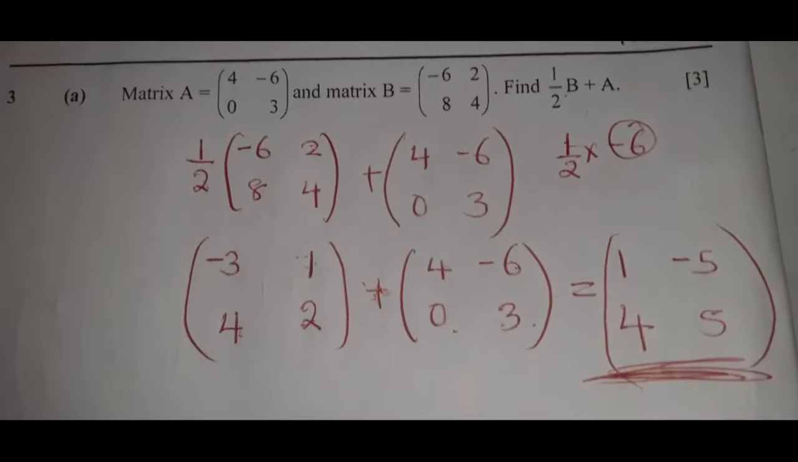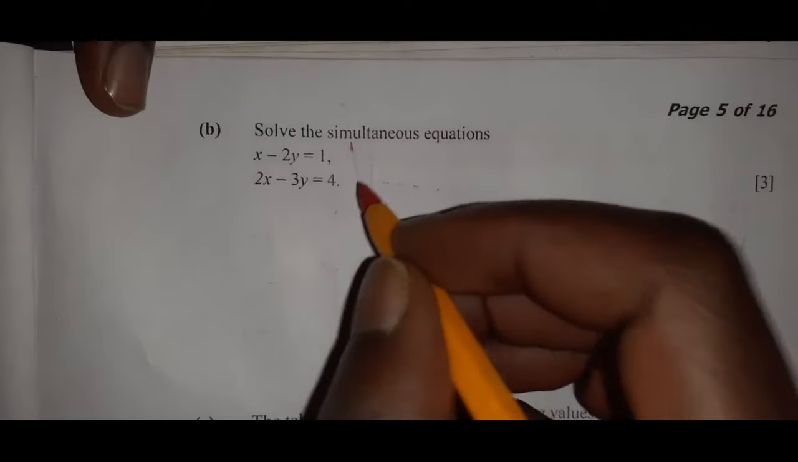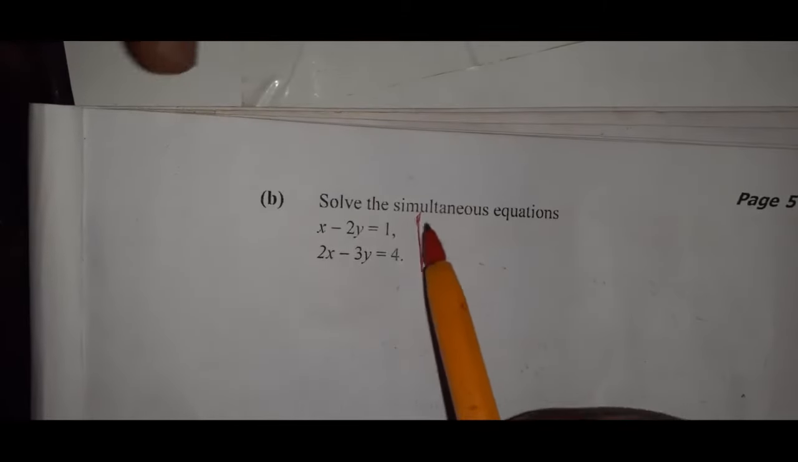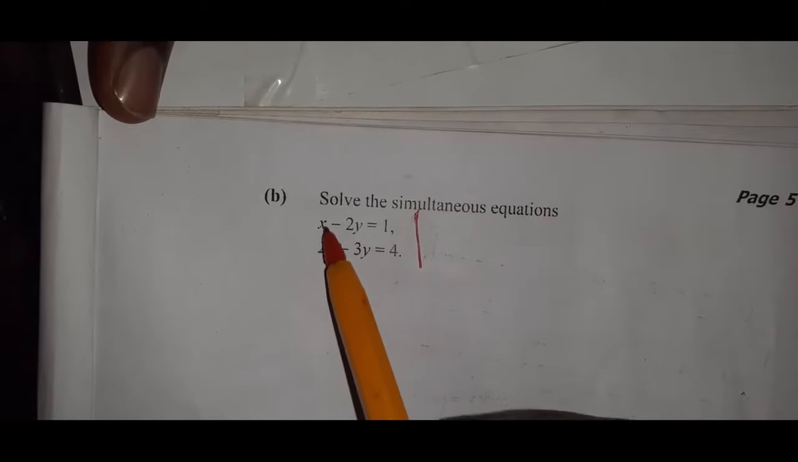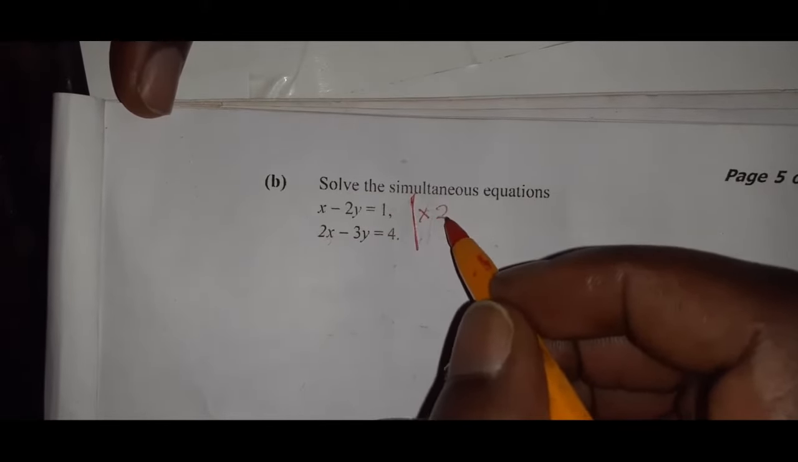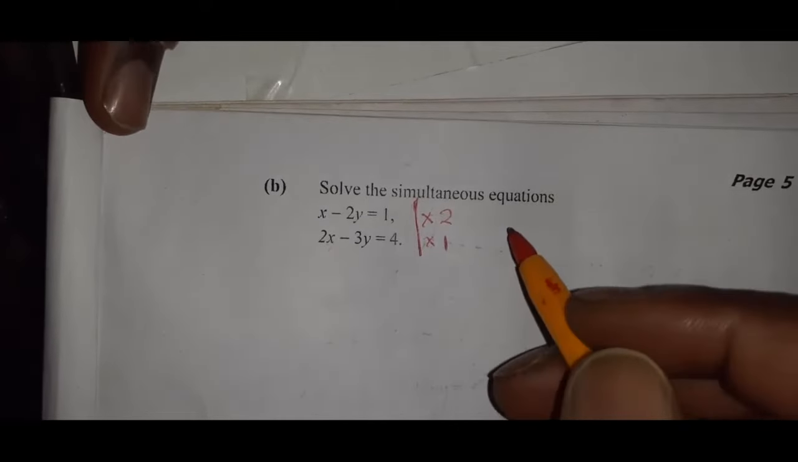Okay, so this was our answer here. Now come to this one. Solve the simultaneous equations. I'm sure you know that the rules here are that one of these variables should have the same coefficient. So if you want x to have the same coefficient, which is 2, then the first equation must be multiplied by 2. And this one will be multiplied by 1, although it will not change.